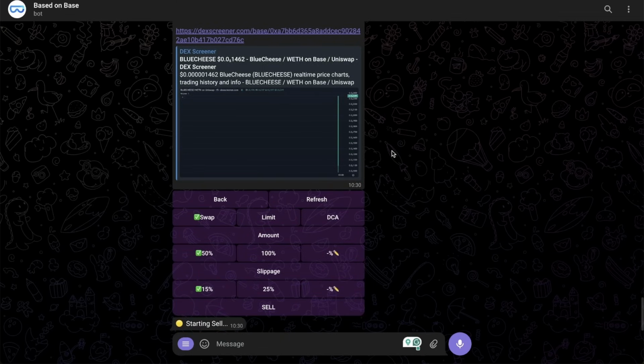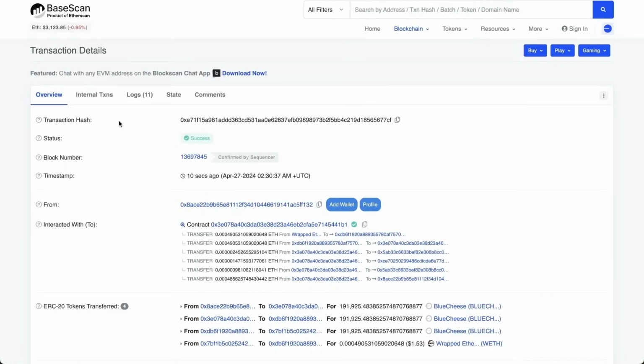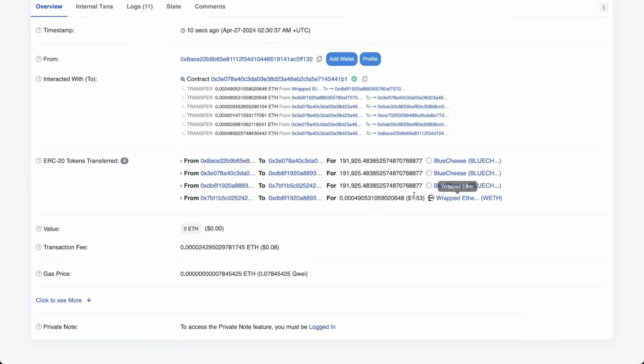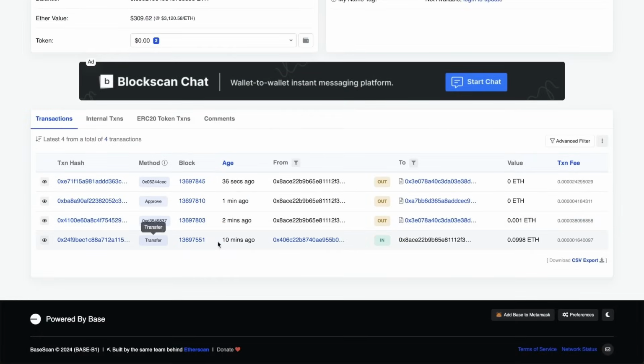Starting the sell. Ta-da! Really fast. We got it. We have our transaction. If I click on the link, I can see all the details of my transaction, how much blue cheese I sold, what I got in exchange. So you see, I sold for $1.53. I can click on the address here and see the first transaction.